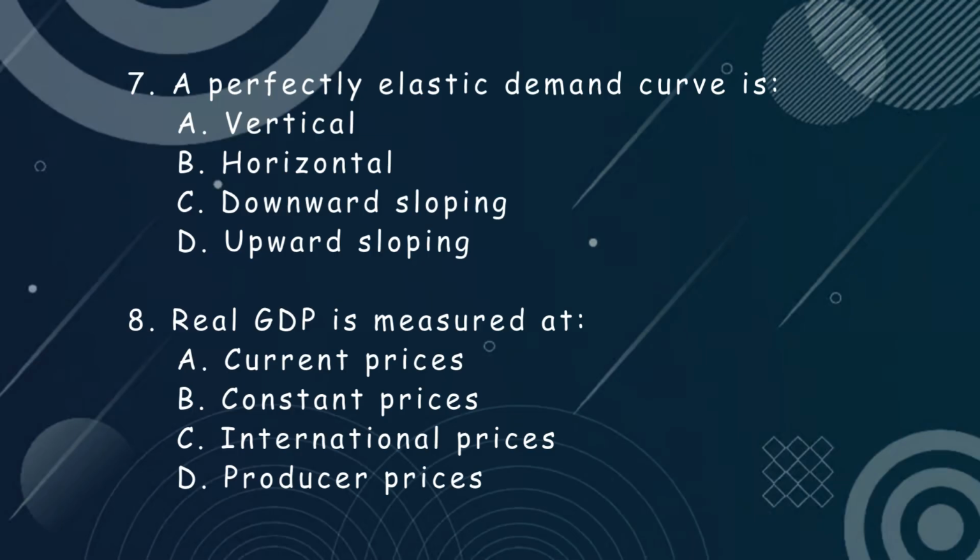Question number 7. A perfectly elastic demand curve is: A. Vertical. B. Horizontal. C. Downward sloping. D. Upward sloping. Answer: B. Horizontal. Question number 8. Real GDP is measured at: A. Current prices. B. Constant prices. C. International prices. D. Producer prices. Answer: B. Constant prices.